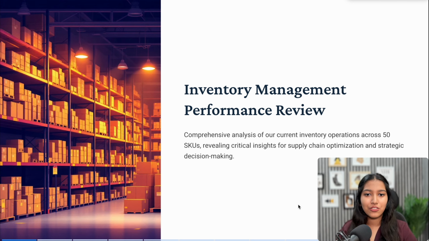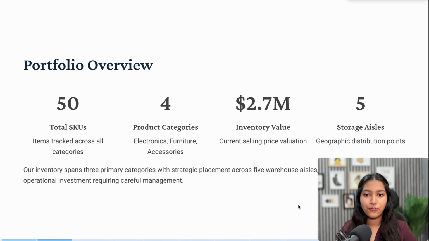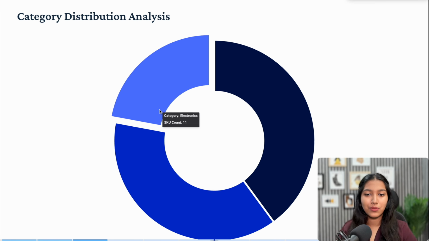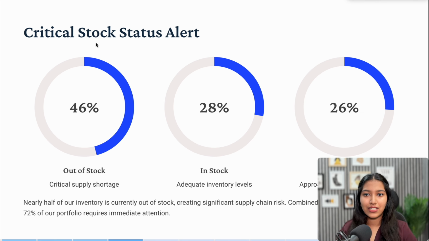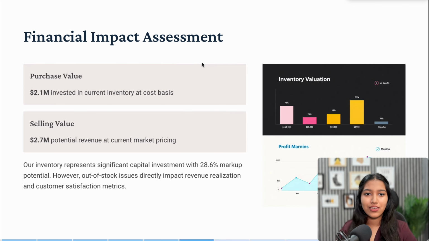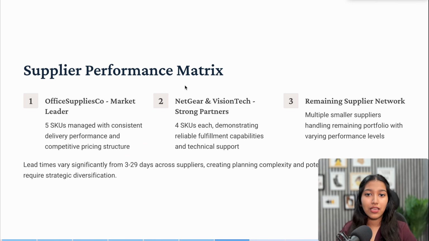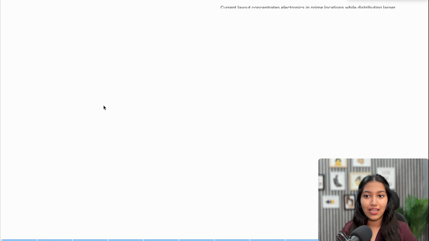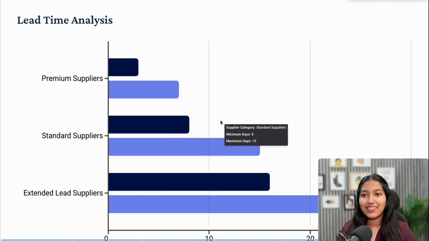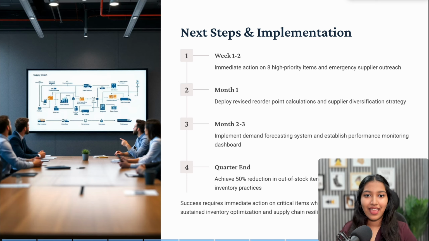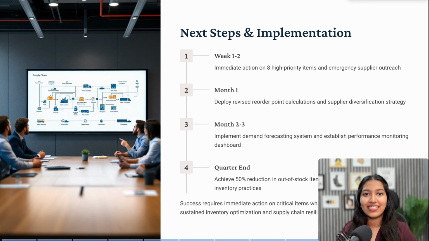Okay, so inventory management performance review. So here's the portfolio overview. And then we've got this beautiful pie chart right here, basically distributing based on the category. And here's the critical stock status alert, then high priority action items, financial impact assessment, the supplier performance matrix, basically talking about the different suppliers, the operational challenges, the geographic distribution strategy. Just have a look at this diagram, by the way. Then we have the lead time analysis. Finally, the improvement roadmap. Ending off with the next steps and the implementation.